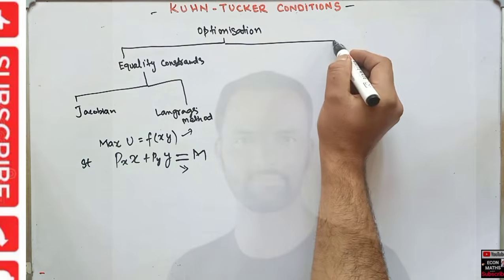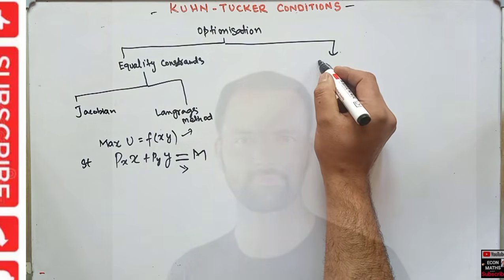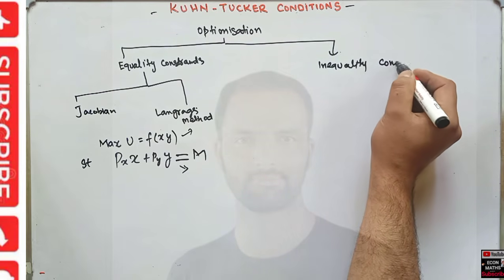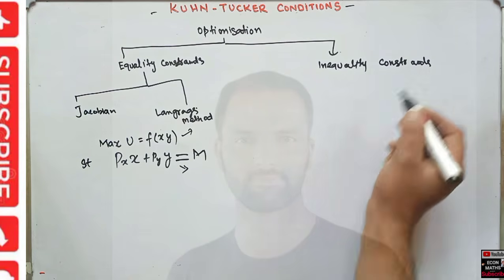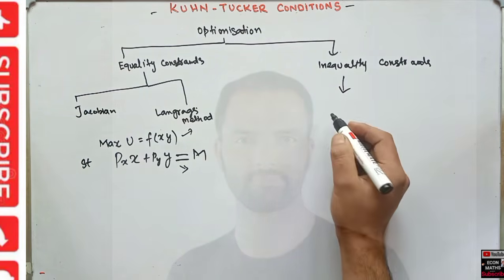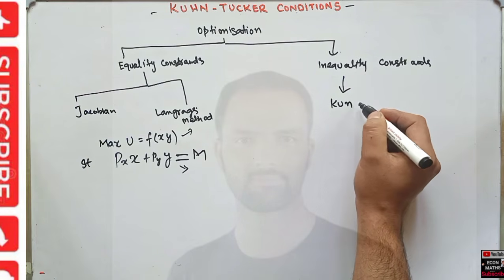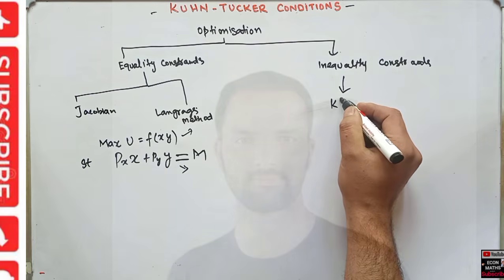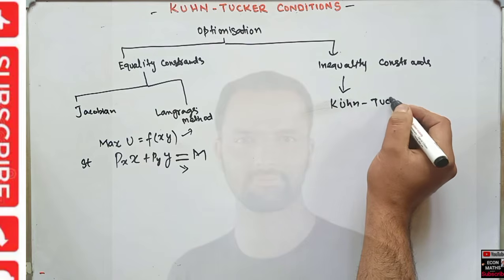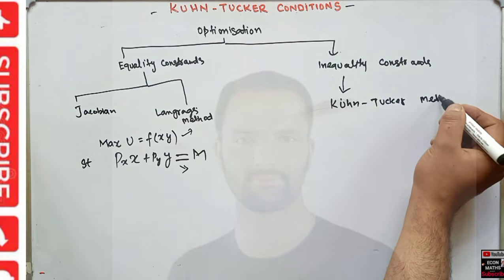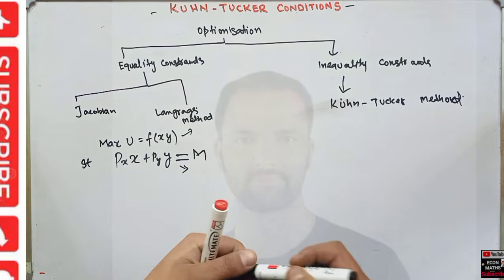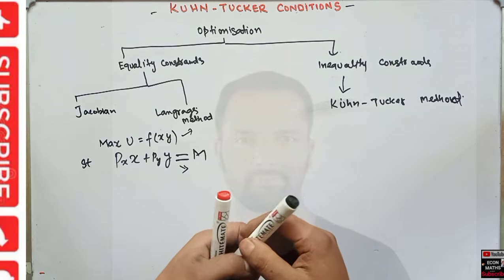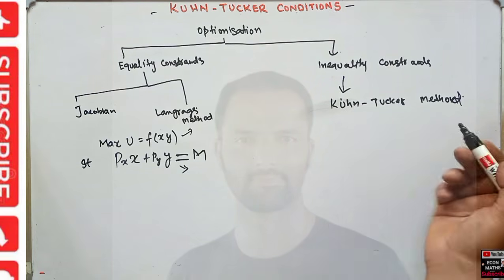But if we have inequality constraints, I will write here inequality constraints, then we use this Kuhn Tucker condition, that is, I'm not able to write the spelling correctly, the Kuhn Tucker method. Okay, so I hope you got the idea why we use Kuhn Tucker conditions. When we have an optimization problem and we are dealing with inequality constraints, we use the Kuhn Tucker method. Okay, and it can be like this.